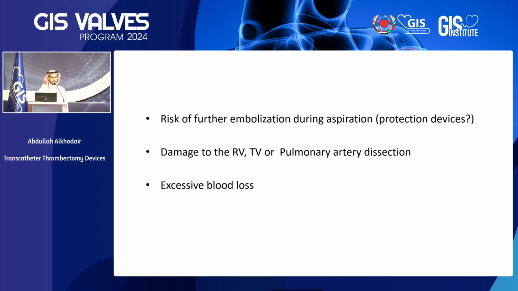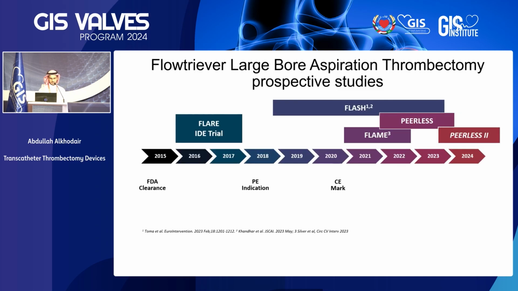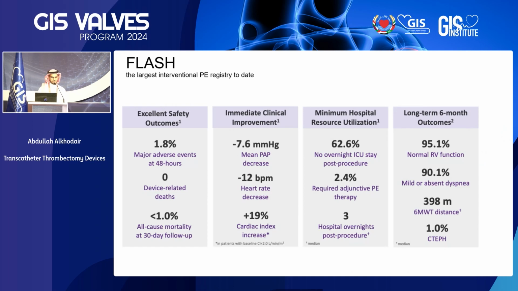So because of its bigger profile, there's definitely a risk of damage to the RV, the tricuspid valve, or the pulmonary arteries. There's always the risk of distal embolization of the clot, and sometimes because you're sucking a large amount of clot, there is the risk of blood loss as well. Again, similar to the ECOS catheter, the evidence behind this is usually related to RV volumes and PA pressure reduction. We still don't have mortality evidence, but the registry data from the FLASH registry shows a probable improvement in mortality with immediate clinical improvement, minimal hospital resource utilization, and better long-term 6-month outcomes when compared with standard care.